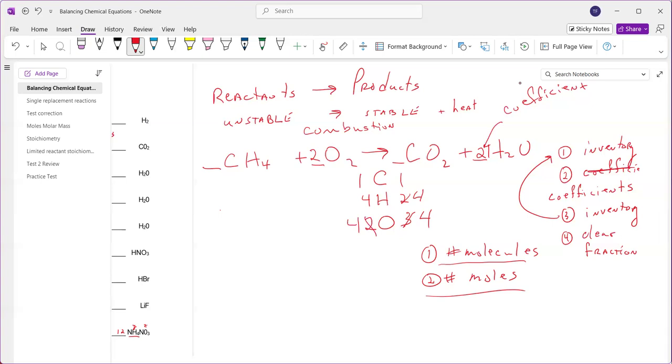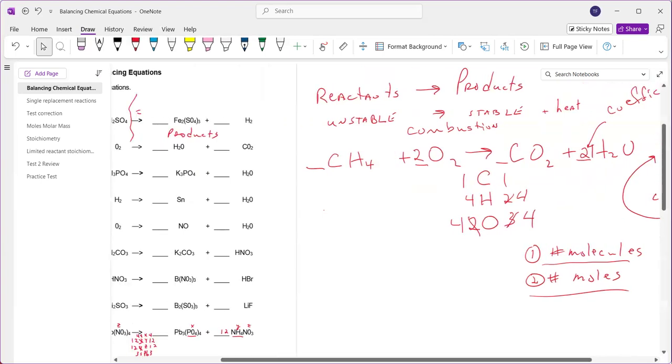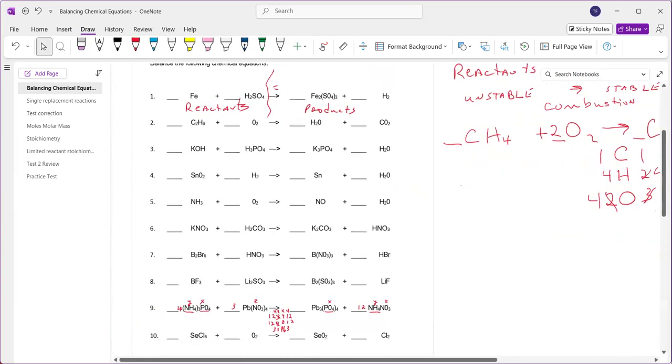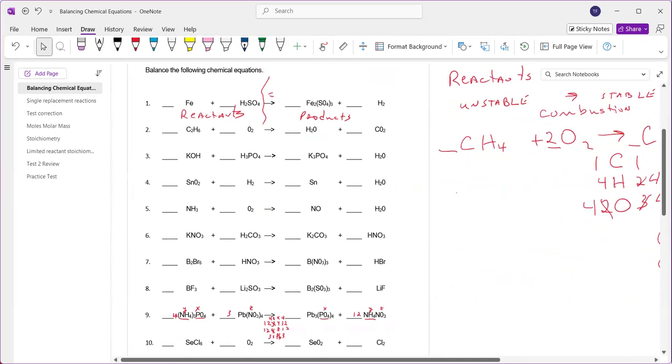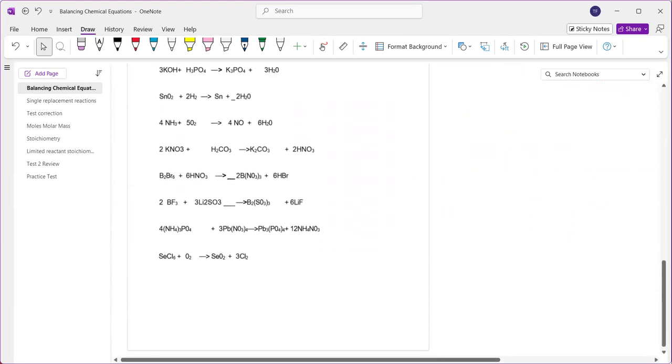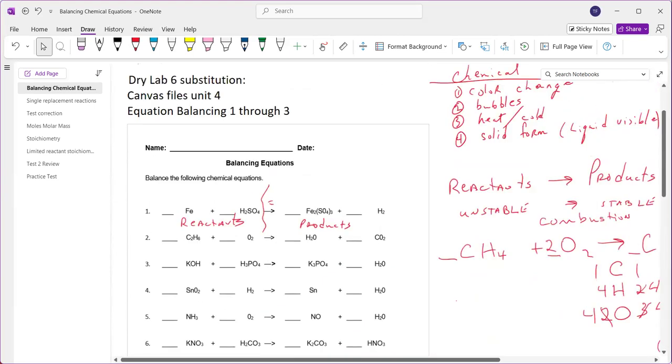Now, this process, inventory, coefficients, inventory, until it balances. This process is called guess and check. That's as analytical as it gets. Guess and check. Okay. Now I've got a worksheet. In fact, I have like 5 worksheets on balancing equations. And I have the answers as well. So those are all the answers.